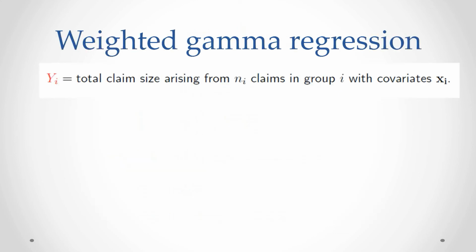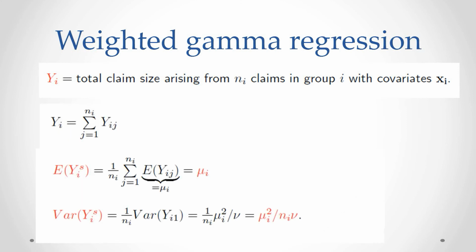Sometimes it is necessary to consider weighted gamma regression. So, we shall explain this in the context of the Canadian auto claims insurance data. Let us suppose that Yi is the total claim size arising from ni claims in group i with covariates xi. Yi is actually summation j equal to 1 to ni of yij, where yij is the jth claim in group i. Yi star equal to Yi over ni is the average claim size in group i.